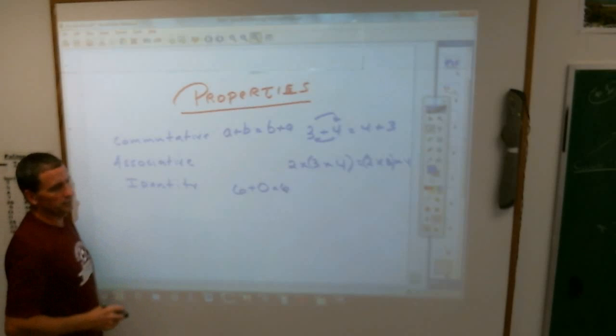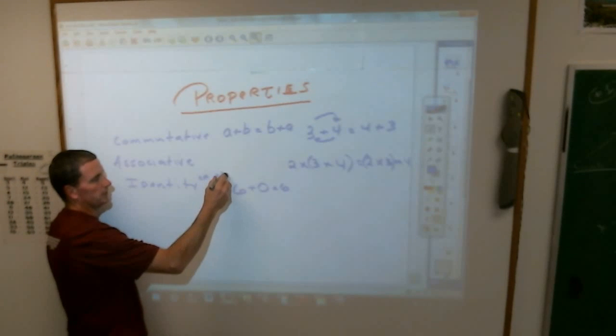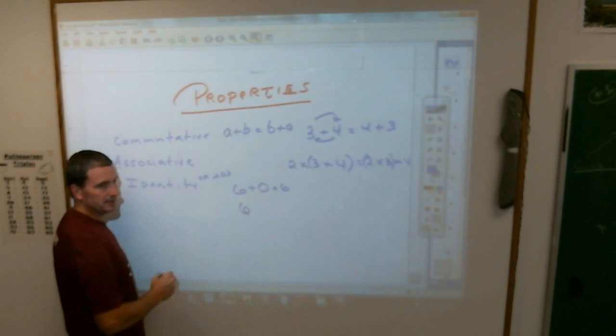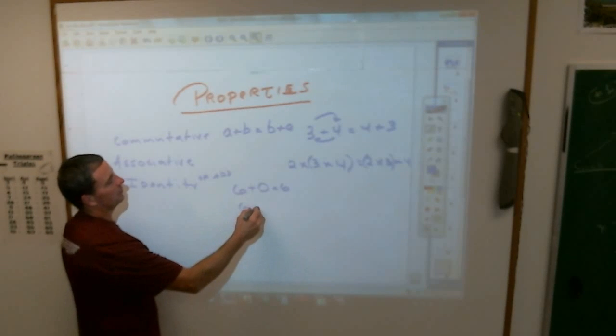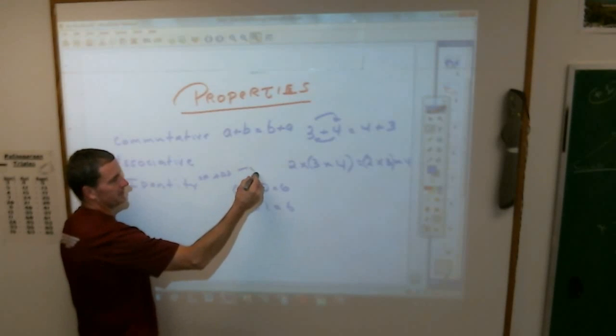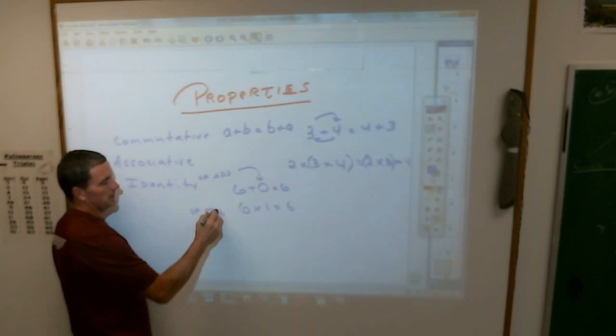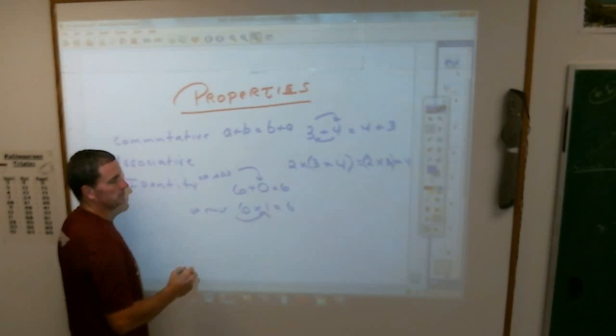Where it's a little different. What's the identity property of multiplication? What do you multiply 6 by to get 6? 1. So the identity property of addition is adding 0. The identity property of multiplication is multiplying by 1.